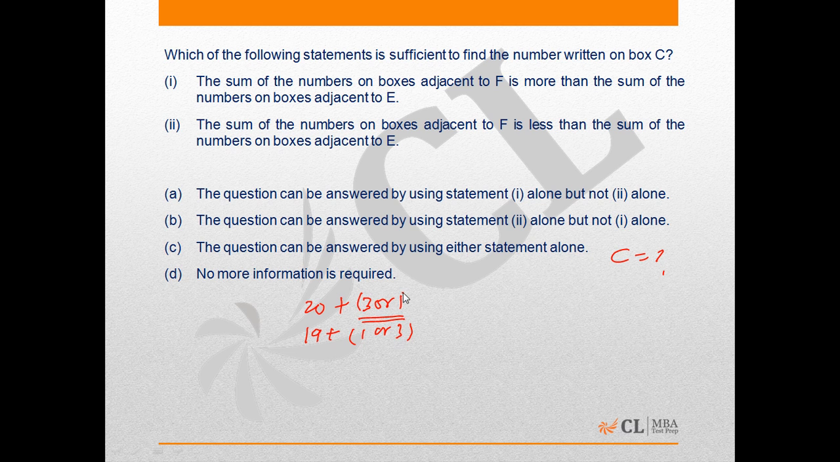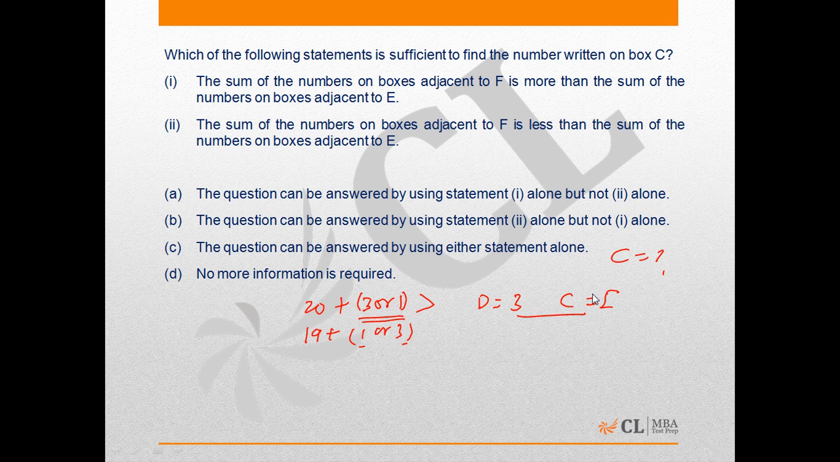As we do not know what will be the number in box C, it can be 1 or 3, and here it is given that the sum of the numbers on boxes adjacent to F is more than that of adjacent to E, and this is possible only when D is 3 and C is 1, which means statement 1 is alone sufficient to determine the number written on the box C.